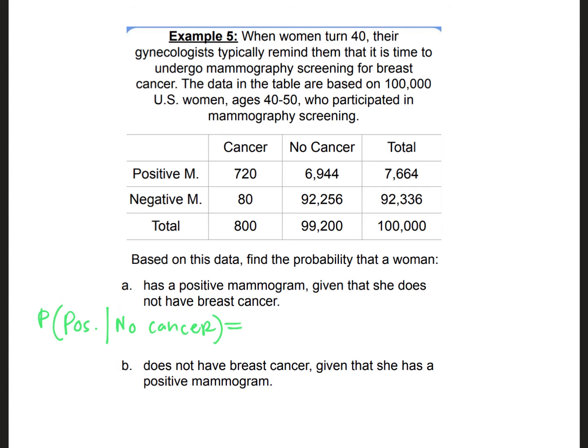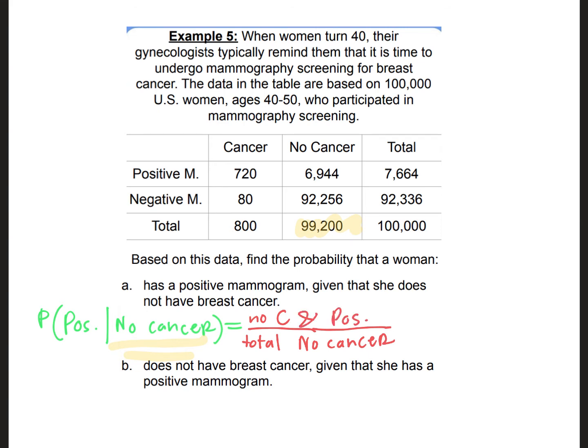So this is sort of those conditional ones like before. So again, we're going to look at that second half to figure out what goes on the bottom. So we want our total number of people without cancer. So notice there are 99,200 people who do not have cancer. Again, let's actually write that down so you know what we did. So on the bottom, we want the total of no cancer. And then on the top, you want the no cancer, I'm going to do no C, and positive.